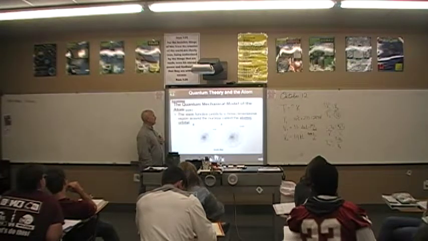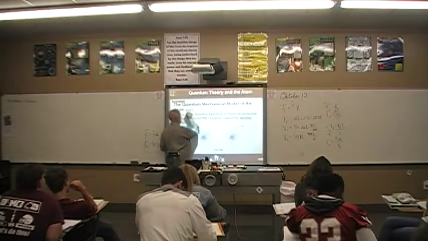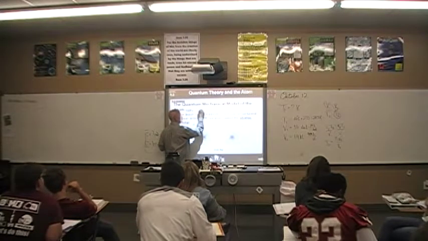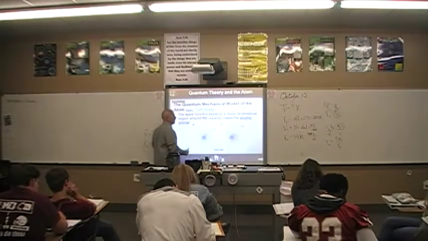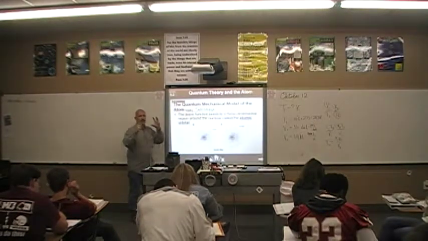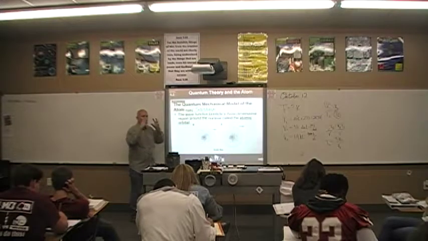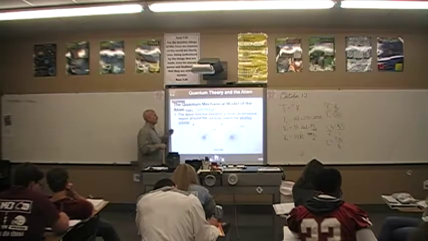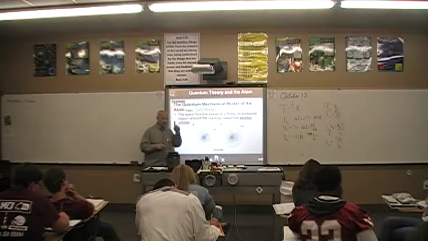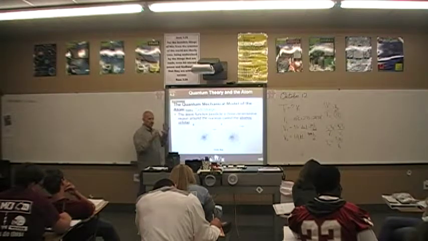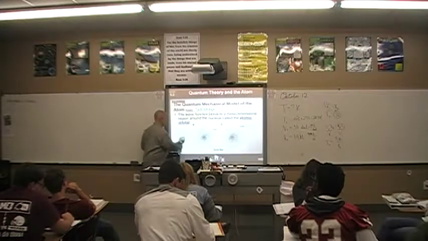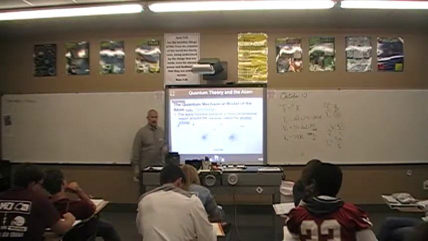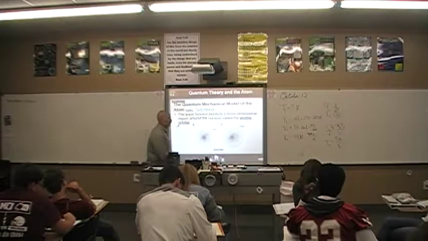Okay, so this wave function that Schrodinger gave us predicts a three-dimensional region around the atom where we will find an electron. Okay, and those predicted regions are called orbitals. And we'll spend the next half hour talking about orbitals.